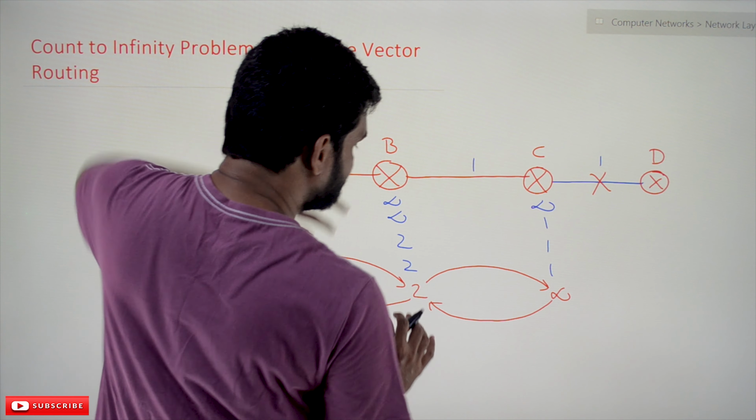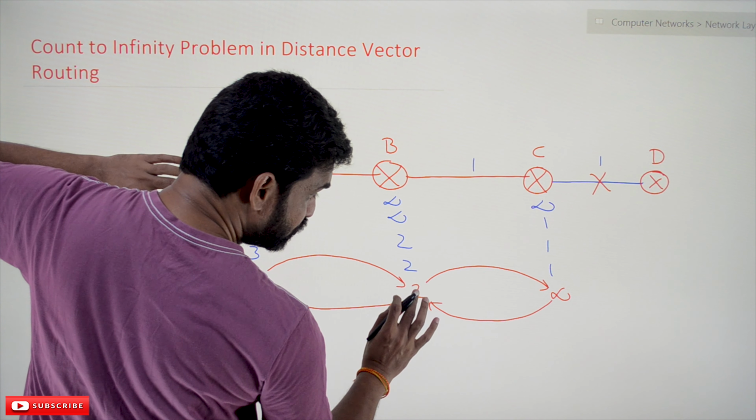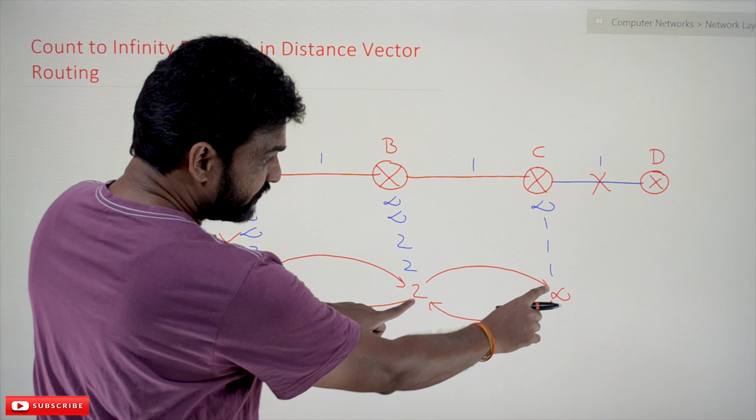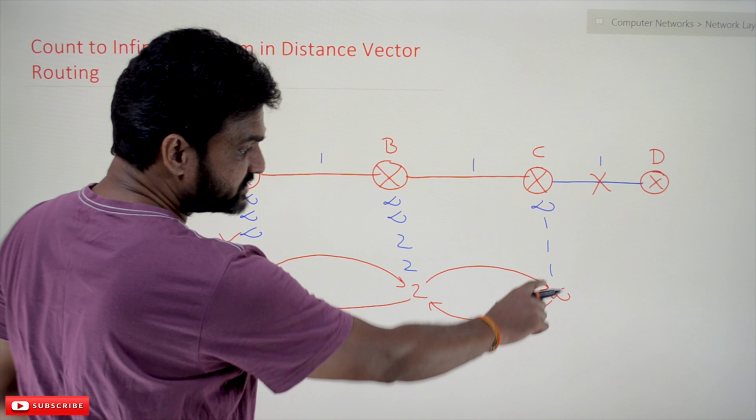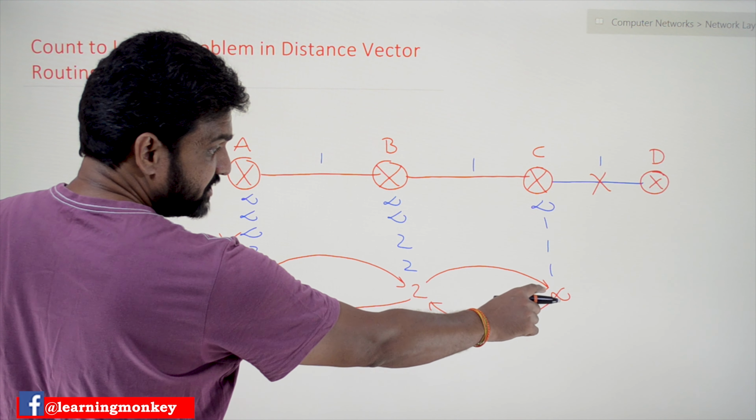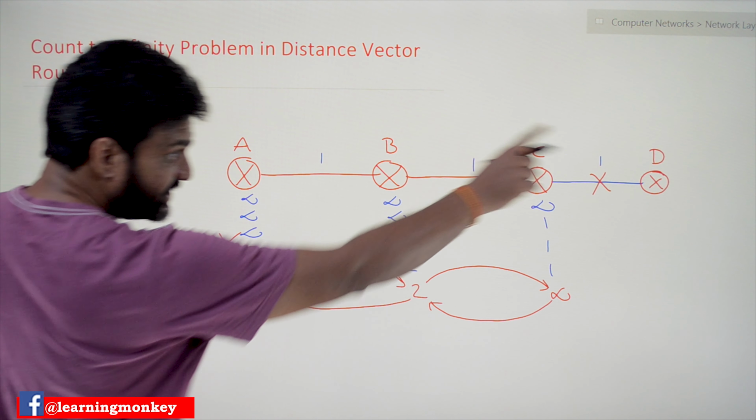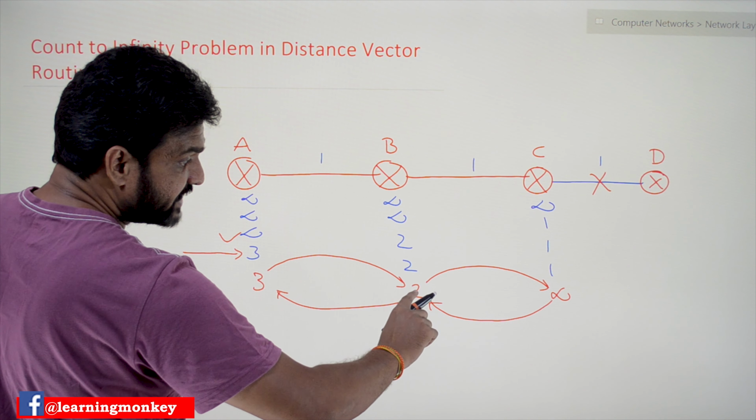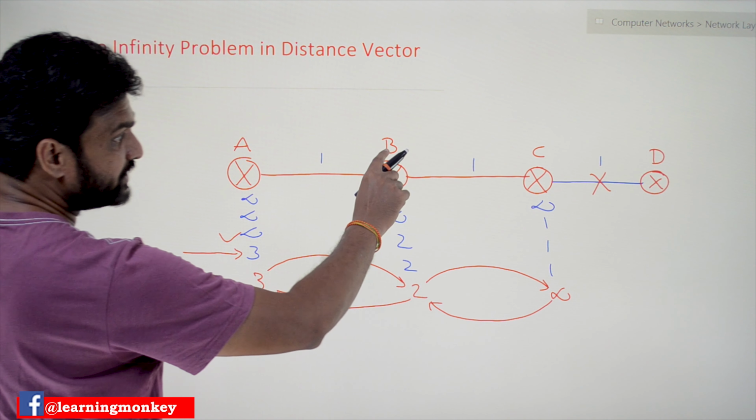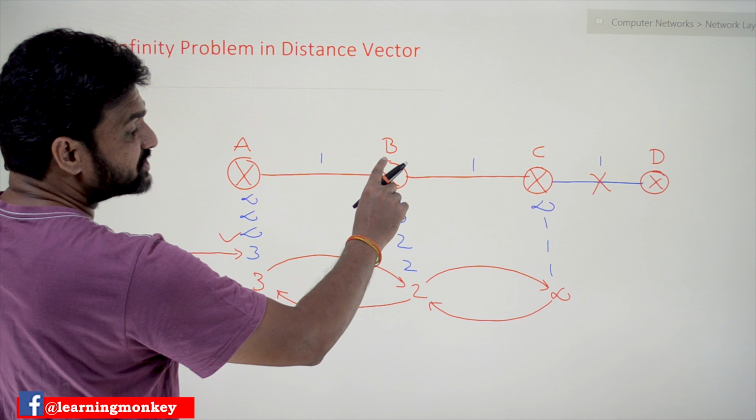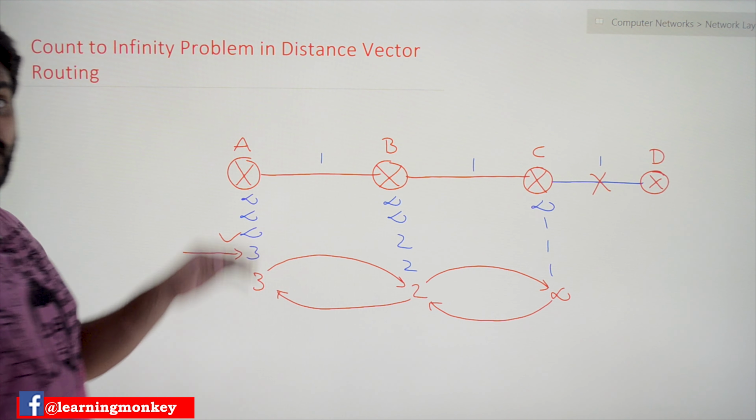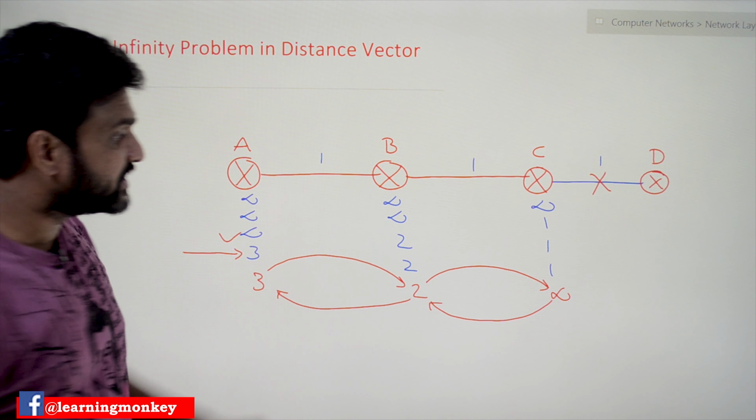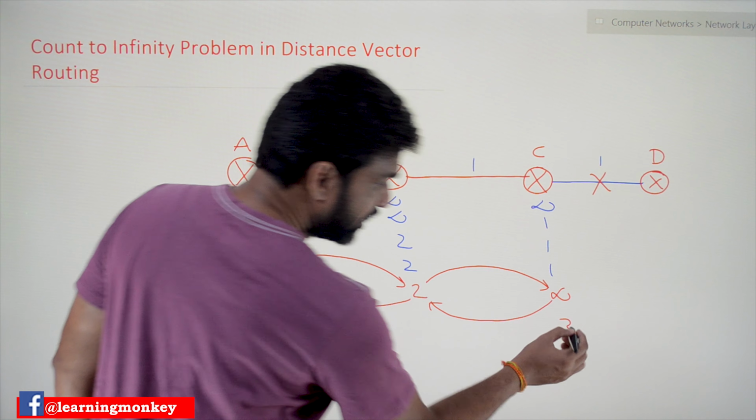With this 2 transmitted to C, what will C think? As its own value is infinite, for C to transmit the data to D, it has to transmit it to B. B is responsible to transmit to D with a distance of 2. So with that, C will get updated to 3. How has this value been taken?